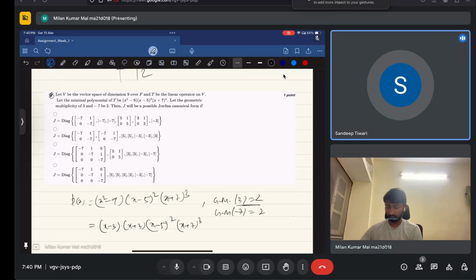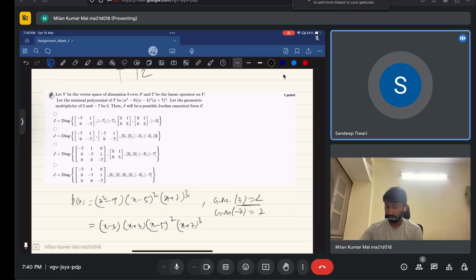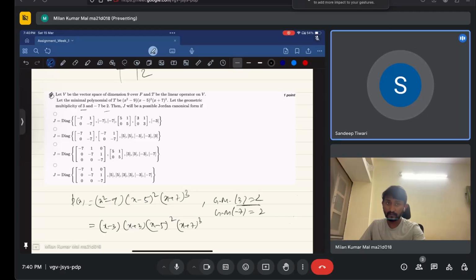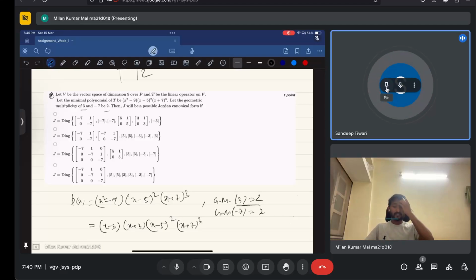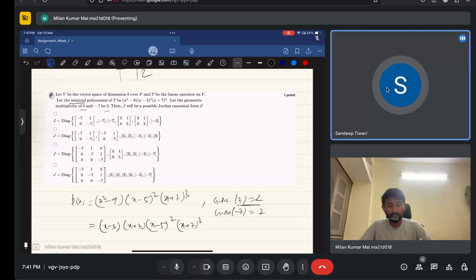Sir, I think there is something wrong. So the geometric multiplicity of 3 is 2, and the geometric multiplicity of minus 7 is 2. Sir, the geometric multiplicity of 3 cannot be 2, because there is only one term of x minus 3 in the minimal polynomial, not the characteristic polynomial. Yes, sir, got it, sir.